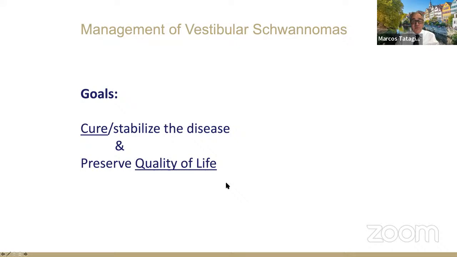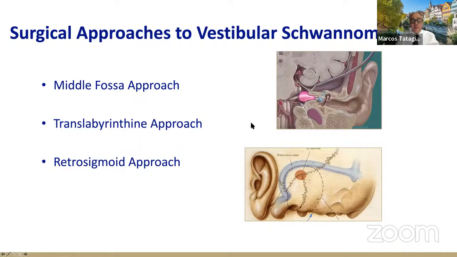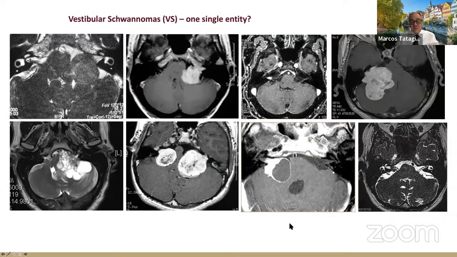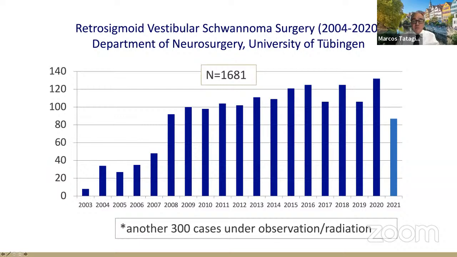The goals are, of course, cure if possible, or at least stabilization of the disease while preserving quality of life. As I said, in the past, we used to adapt the approach to the tumor. Nowadays, we have seen that all these cases can be very well approached via the retrosigmoid approach. That's the reason I prefer to stay with this approach and to teach my residents to do it like this. This is the experience we have accumulated in Tübingen in the last 16 years, in all cases using retrosigmoid approaches.